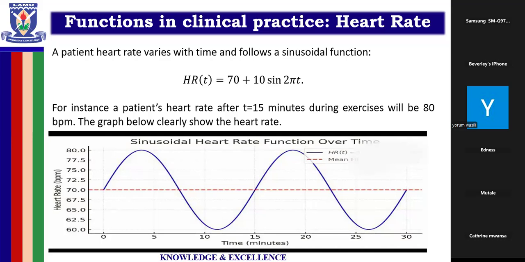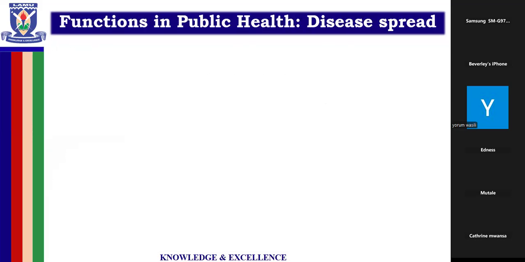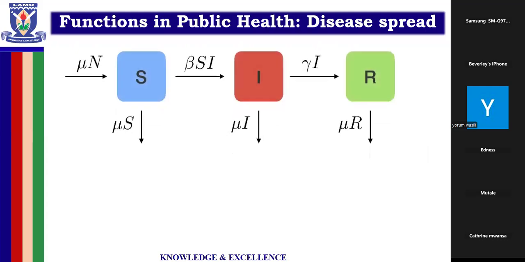Now, functions in public health. Functions are used to determine how disease spreads. This model is known as the SIR model. In this model, our population is divided into 3 groups. Number 1 is the S group, people who are susceptible, meaning people who can catch the disease. Number 2 is the I group, people who are infected, meaning they already have the disease. Number 3 is the R group, people who have recovered or are immune from the disease.